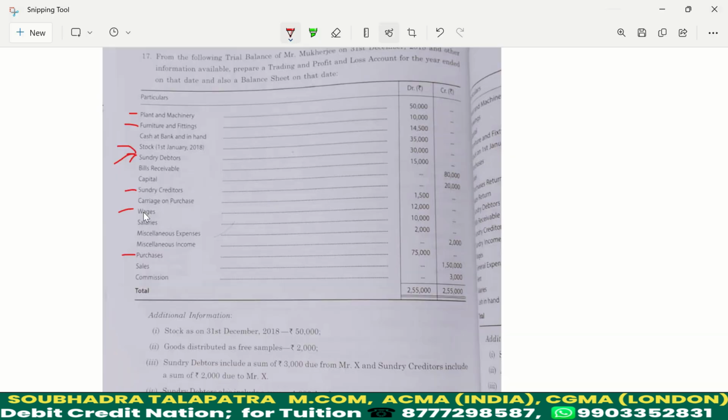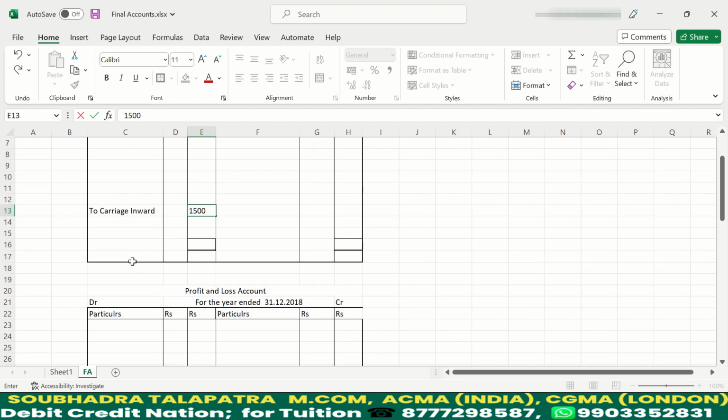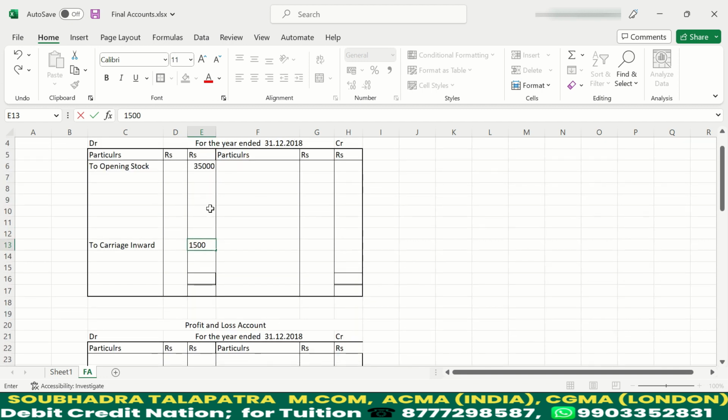Next item I have is wages. Again it's a production related expense. Carriage inward: whenever I'm doing any manufacturing, I have to bring the raw materials into my factory. While bringing in the raw materials, the carriage, the freight, the expenses I have to incur, those are carriage inward. Similarly, there can be wages.